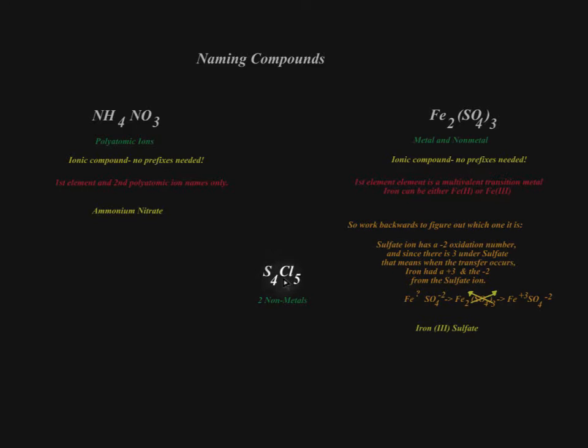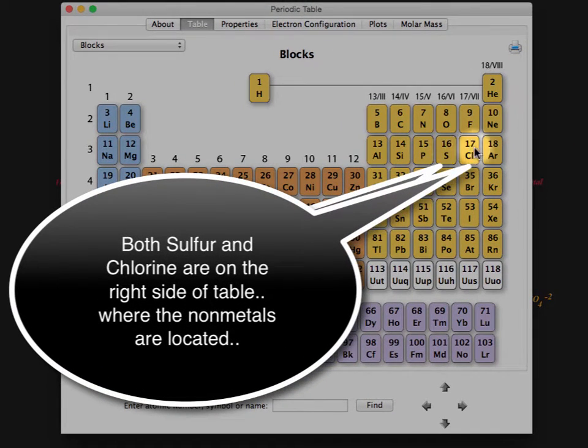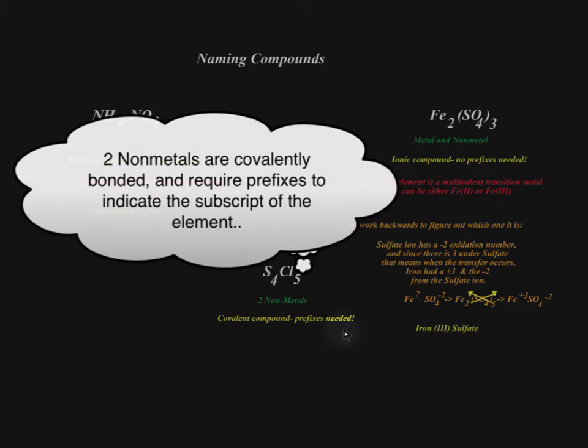So 2 nonmetals, sulfur and chlorine. If we were to look on the periodic table, both of those are on the right side. Sulfur and chlorine, both nonmetals. So because we have 2 nonmetals, we have a covalent compound, and the prefixes are needed depending on how many we have of each of these.